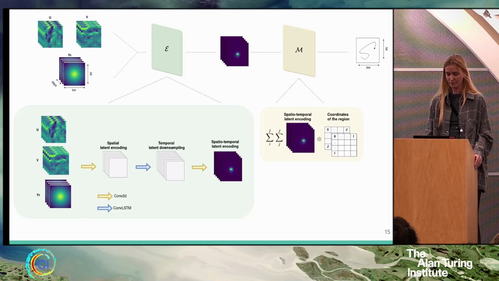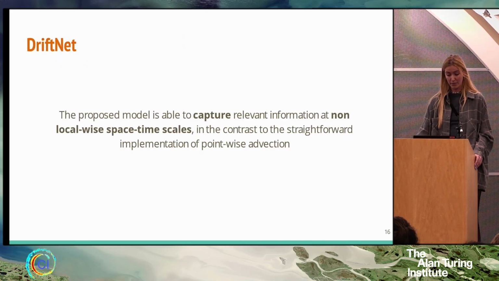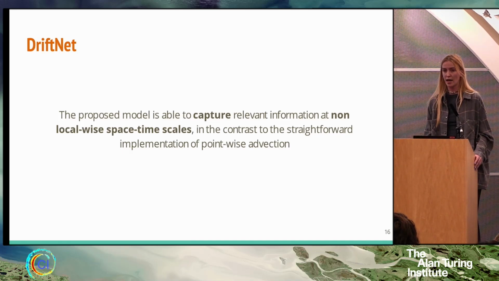I expect the DriftNet to capture relevant information at non-local space-time scales, in contrast to the usual pointwise advection scheme.